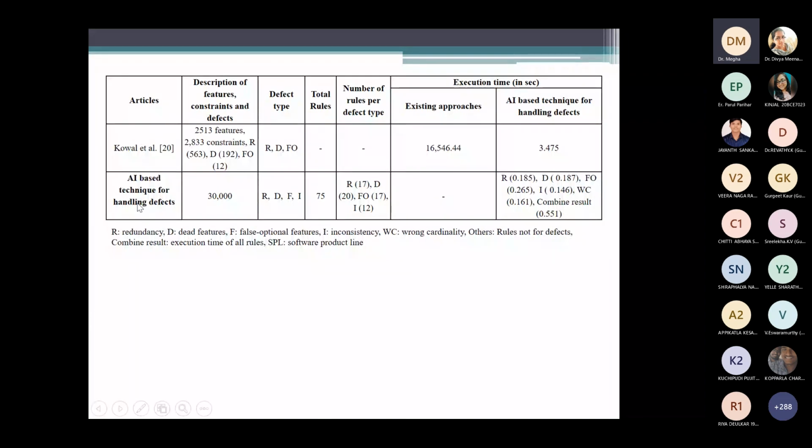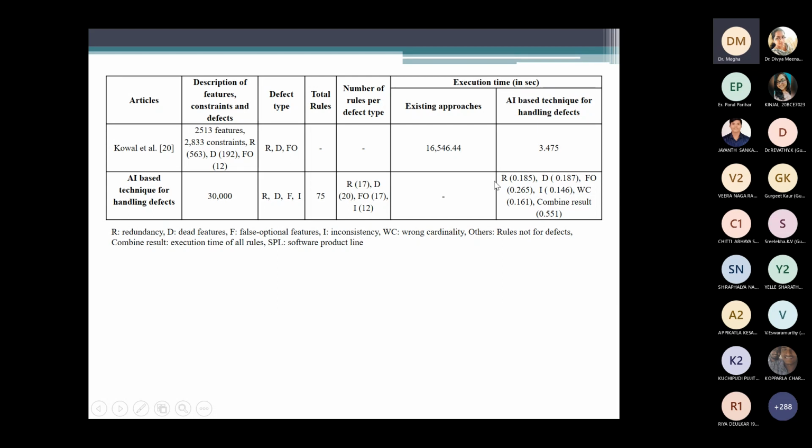And then I would just be giving the description of the technique that is being discussed here. So the model included 30,000 features, redundancy, dead feature, false optional feature, and inconsistency. So these are the defects that were being considered and that were being handled by this technique. And overall 75 rules were created to identify the defects along with the causes and correction. 17 rules for the redundancy, 20 for the dead features, 17 for false optional, and 12 for the inconsistency.